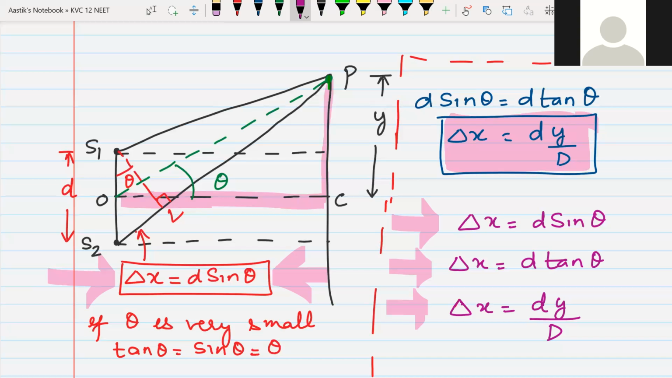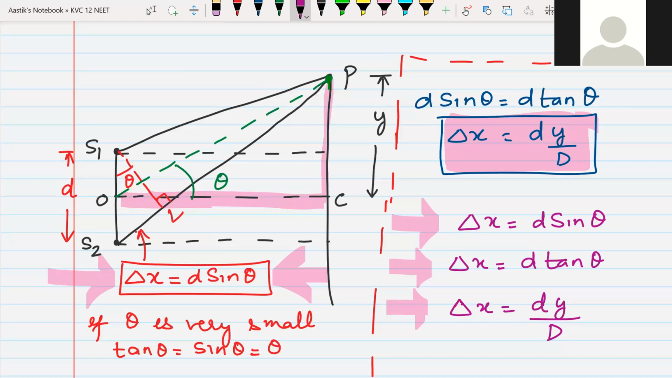The first approximation is that small d is very small compared to capital D. The second approximation is that the angle is small, so sine theta becomes equal to tan theta. These are the two approximations I have taken. If you understand these approximations, the rest of the case is pretty simple. I'm giving you time so that you understand this concept correctly and remember it, because everything is based on this concept.